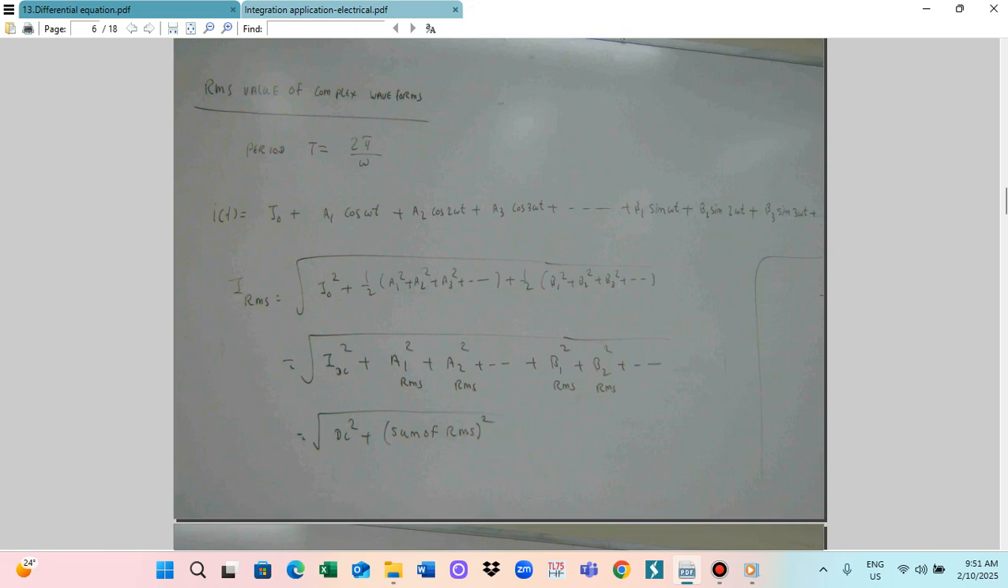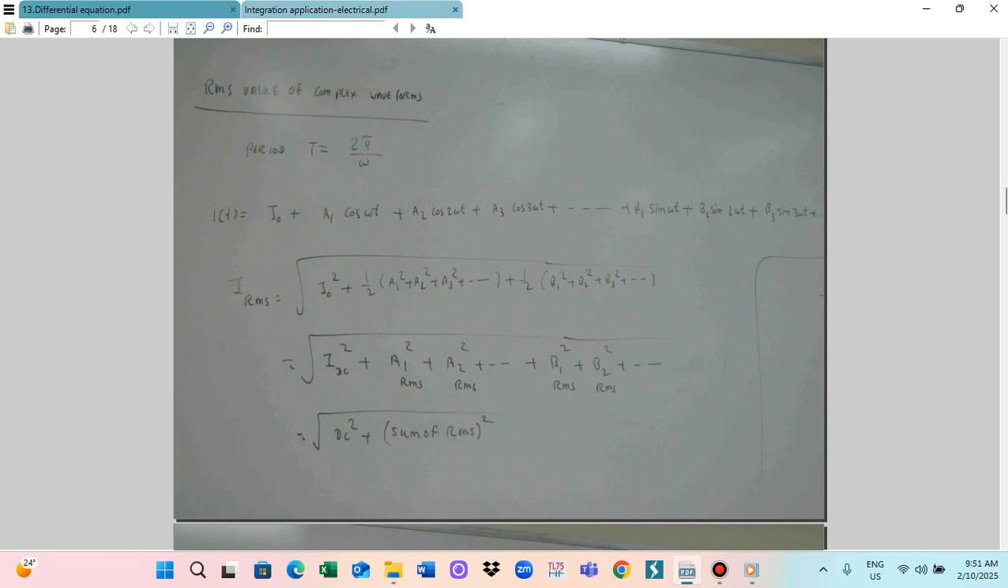In this case, you can calculate the harmonic RMS value. The RMS value you can calculate with this formula: IRMS is equal to square root of I0 square plus half into A1 square plus A2 square plus A3 square, and so on, plus half into B1 square plus B2 square plus B3 square, and so on. So this is how we can calculate the harmonic RMS.